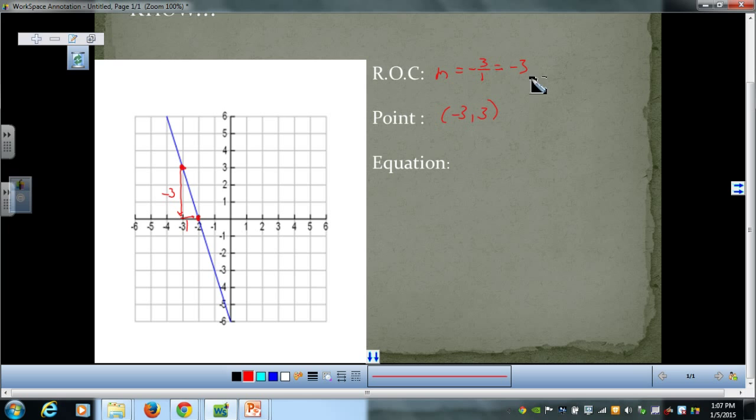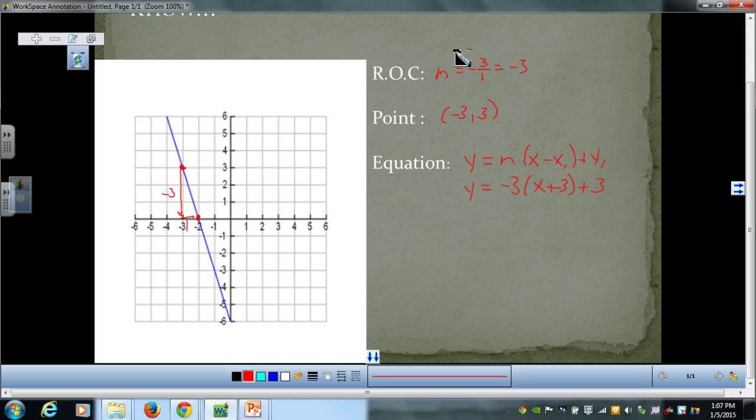And therefore, we can take this information, and we said that we can write an equation in point slope form. So y would equal -3 times x minus -3, which becomes +3, and then +3 out here. And so there's our equation of our line from a graph.